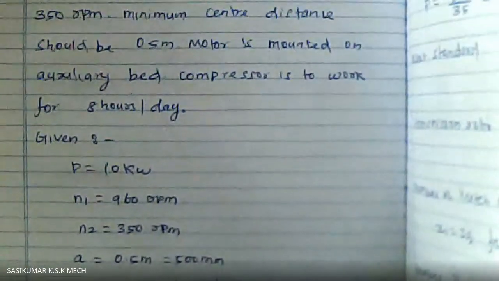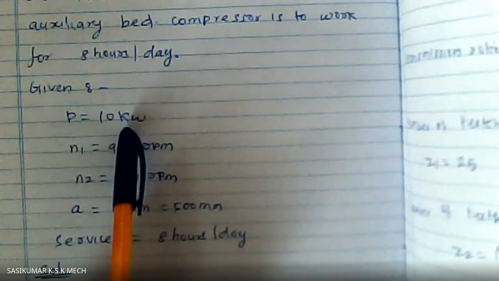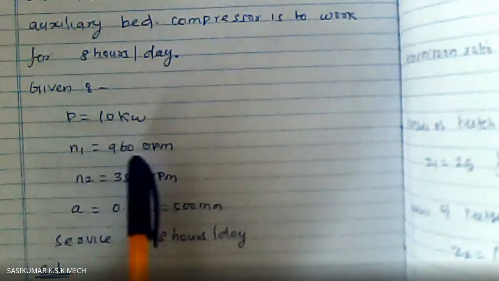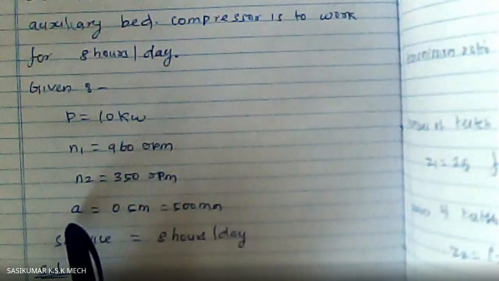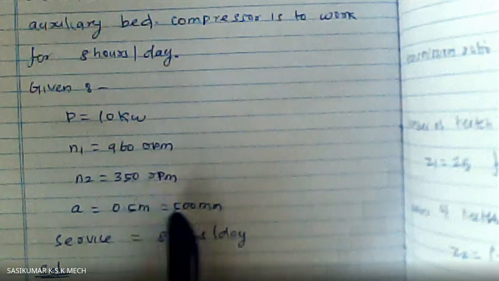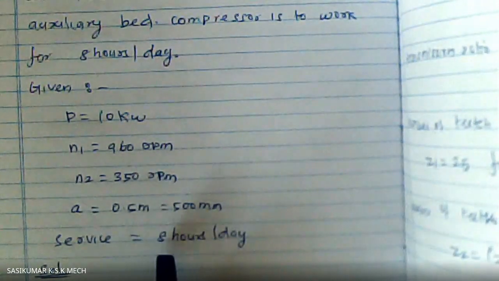So we have written the given data here. The power to be transmitted is 10 kilowatt. N1 is 960 rpm. N2 is 350 rpm. The center distance is 0.5 meter, that is 500 mm, and the service is 8 hours per day.